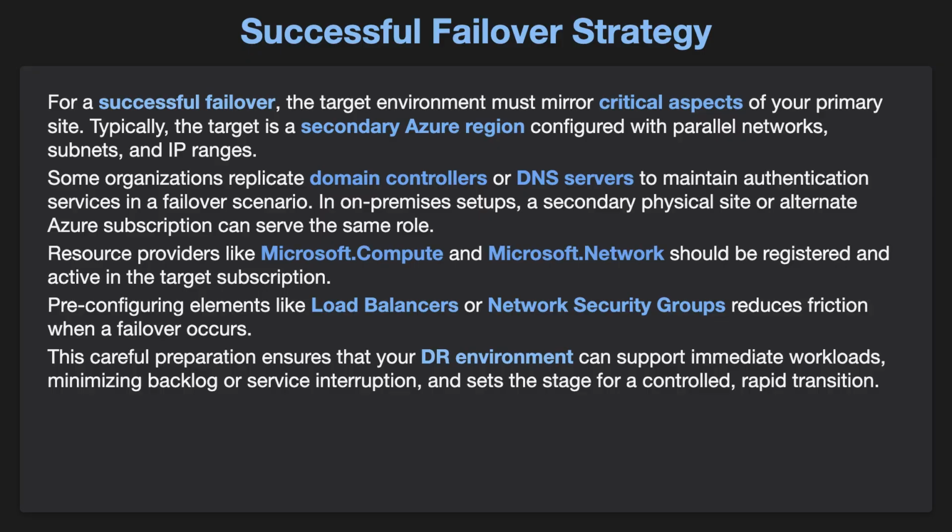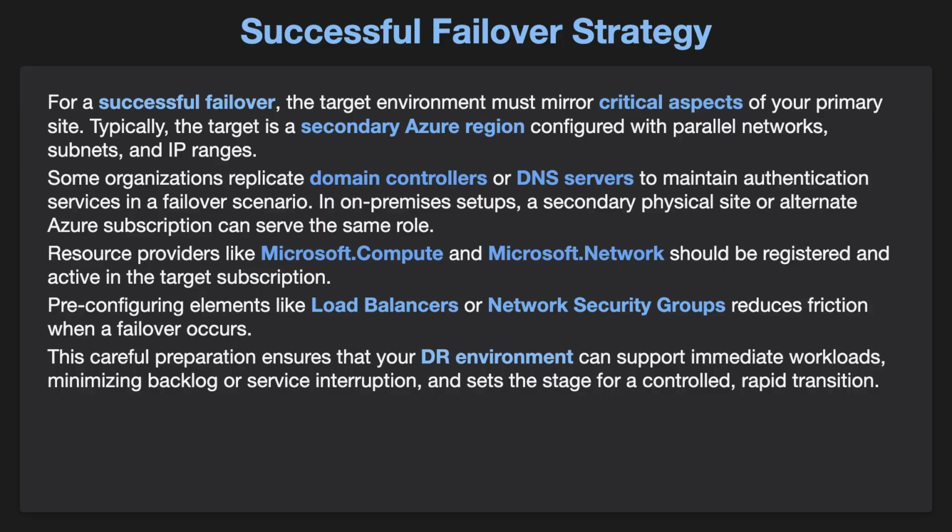Typically, the target is a secondary Azure region configured with parallel networks, subnets, and IP ranges. Some organizations replicate domain controllers or DNS servers to maintain authentication services in a failover scenario. In on-premises setups, a secondary physical site or alternate Azure subscription can serve the same role. Resource providers like Microsoft.Compute and Microsoft.Network should be registered and active in the target subscription.